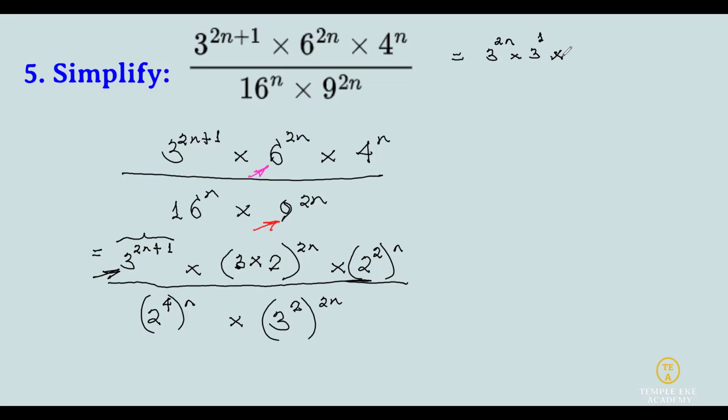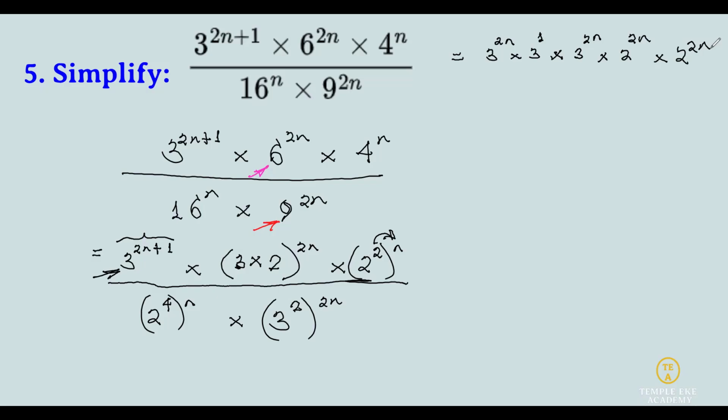This is one of the laws we studied in this video. The 3 can receive the power 2n on it, multiplied by 2 also can receive the power 2n on it, and finally multiply by the last area, which is the 2 can be exposed to multiply the n. So we have 2 to the power 2n.